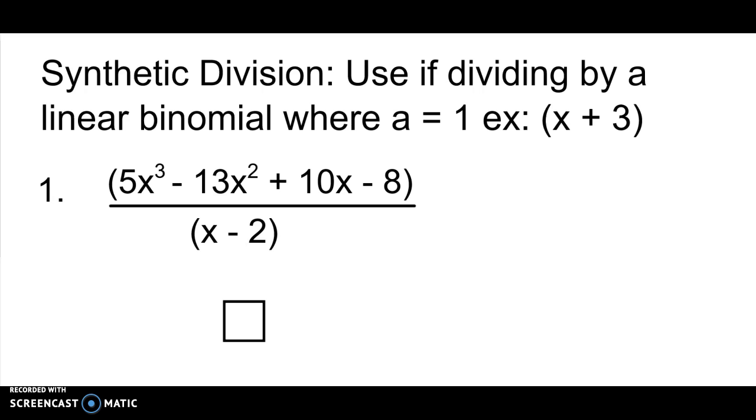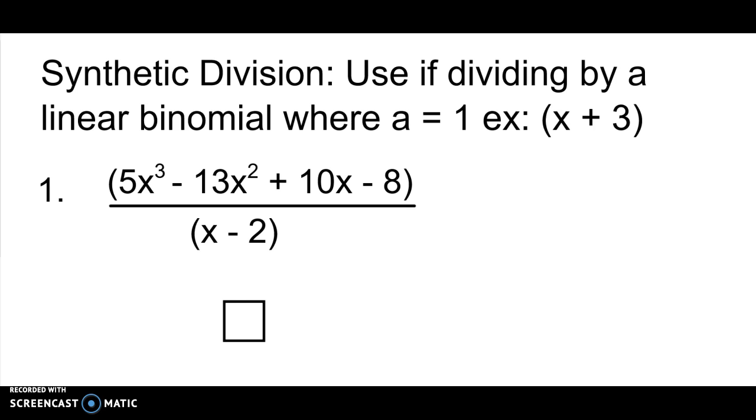So is this a linear binomial? No, you could not use synthetic division here. Is this a linear binomial? Yes, but what is a? That's 2. And it has to be what? 1. So I would not use synthetic division here. What about this one here? Yes, that is a linear binomial where a is 1. That is the scenario in which you will use synthetic division.